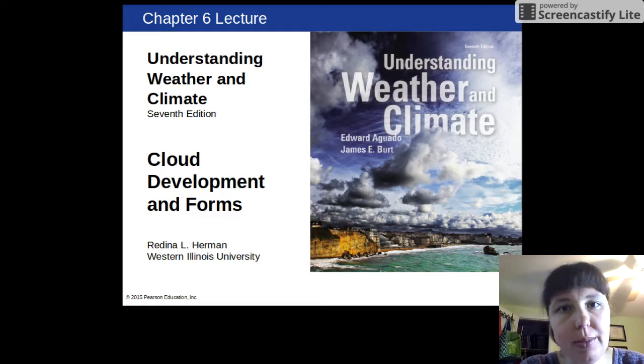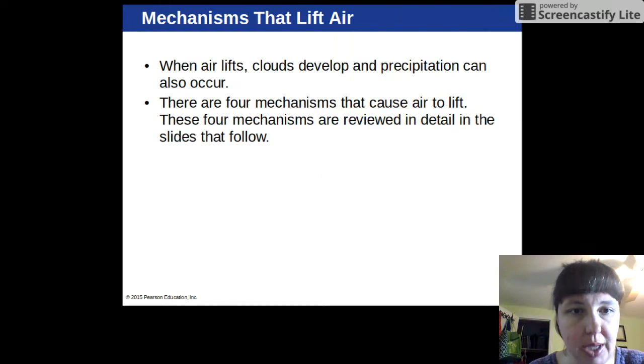Hi, welcome to Module 5, and this is Part 1, starting with Chapter 6 of our text. We're going to begin talking about cloud forms, and the first thing that I'm going to go through is the 4 major ways that I can make a cloud or create airlift so that cloud formation can occur.